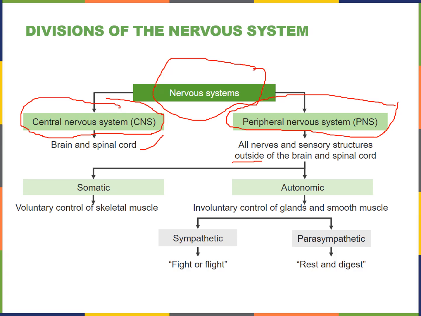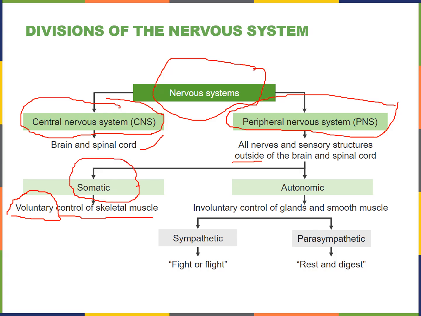So the peripheral nervous system can be divided into a part that is actually voluntary. So it should not surprise you to see the voluntary control of skeletal muscle, because you learned last week that skeletal muscles require a nerve impulse in order for them to actually contract. So the voluntary control of skeletal muscle, that's referred to as the somatic division.